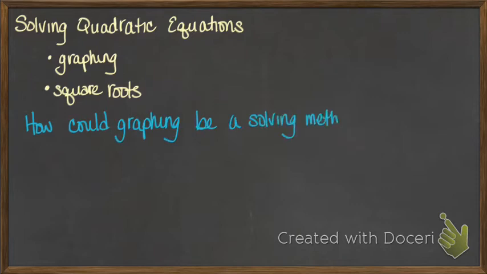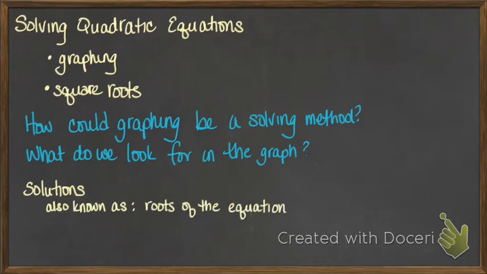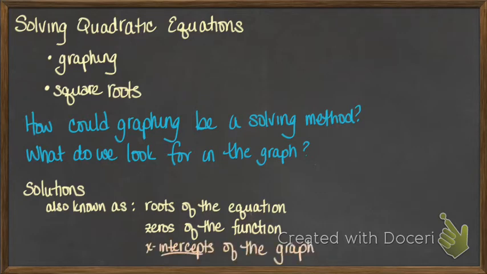So to understand how graphing is possibly one of our solving methods, it's shown up as a solving method for almost everything that we've seen. And what are we looking for when we look at these graphs? Well, that comes down to us understanding the way that solutions get talked about. Solutions are known by a couple of other names. They're sometimes called roots of the equation, zeros of the function, or the one that's going to be most useful to us with graphing, they're the x-intercepts of the graph. Those are things we can find, those are things we've talked about.